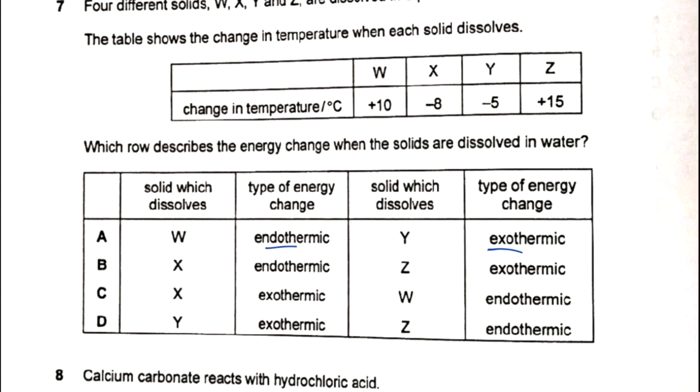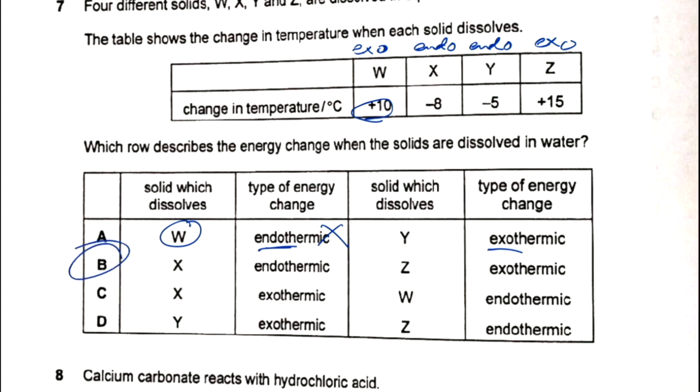So solid which dissolve. Let's look at W. W they say is endothermic. Cannot be, it's wrong. Because if it's endothermic, the temperature will not increase. So this is actually exo. This one endo, exo, because of the temperature increase. So let's look at option B. X is endo, Z is exo. This one correct. So it's B.